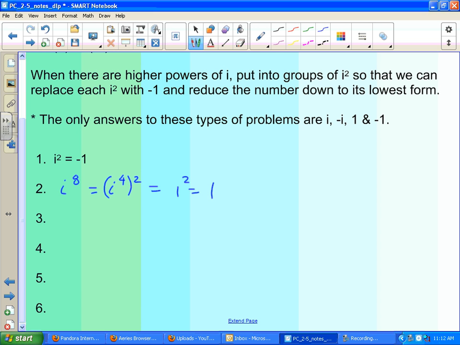Did anyone do it differently than that? Perhaps using the, what did you use? Wouldn't it be if it's an even number?